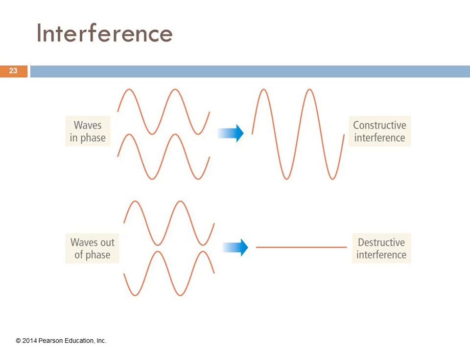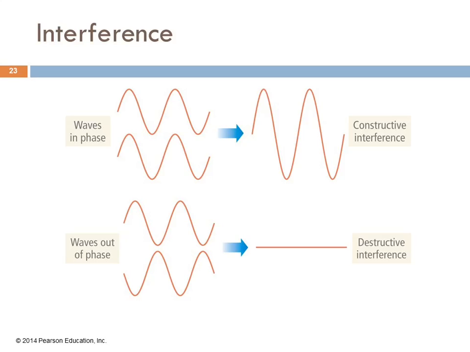So here's an illustration of that. These two waves are in phase. They're traveling, they have the same wavelength, and the crest of this one is lined up with the crest of that one. When those two interact, they add together, and the amplitude of the wave gets larger.